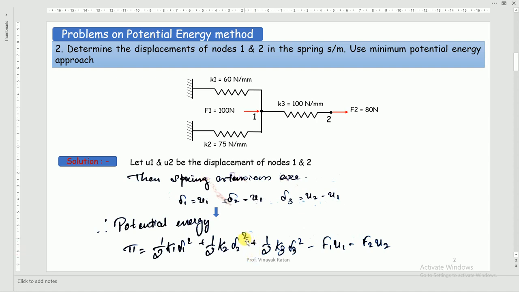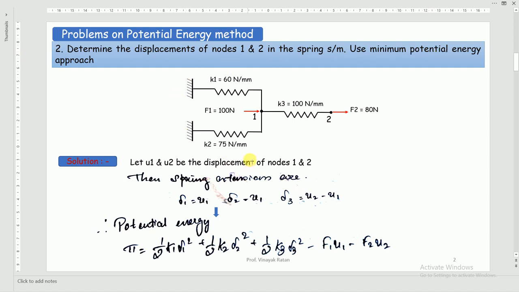Now, in today's class, we'll move to the next problem on potential energy. Determine the displacements of nodes 1 and 2 in the spring system. Use the minimum potential energy approach. So in the previous problem, we used both the direct approach as well as the potential energy approach. In this problem, we'll just use the potential energy approach.